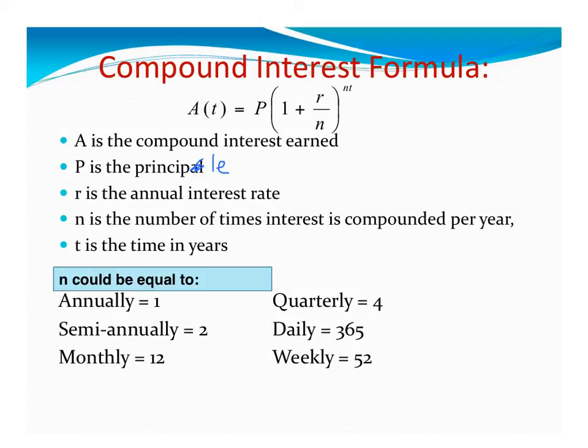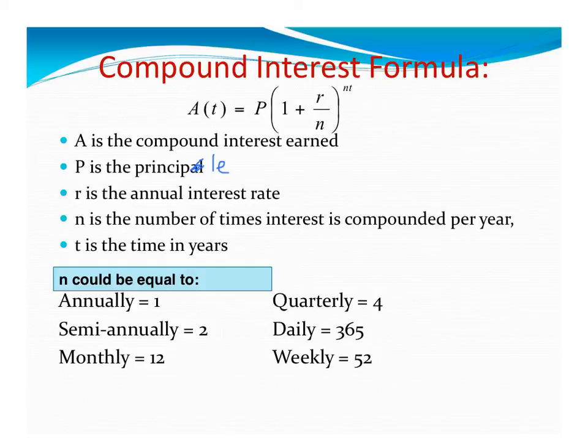All right. R is the annual interest rate. Okay, so the percent of interest that we're getting. N is the number of times the interest is compounded per year. Let's drop down here. N could be equal to, annual would be 1, semi-annually, we all love the semi-annual sale, right? So 2, we got our quarterly 4, monthly, 12 months in a year, right?